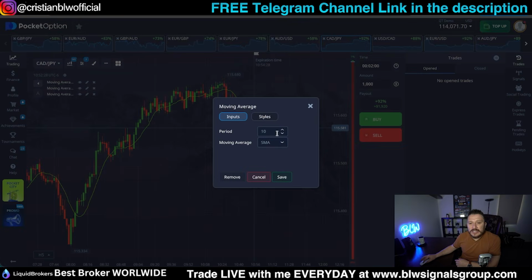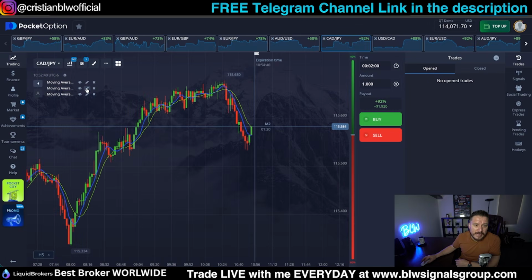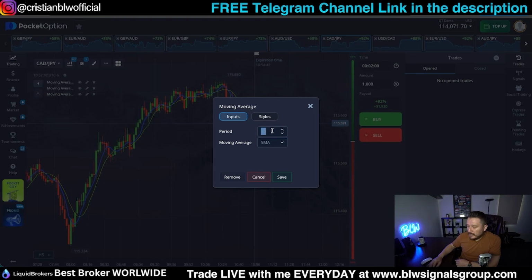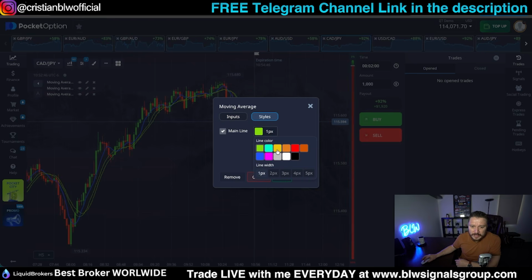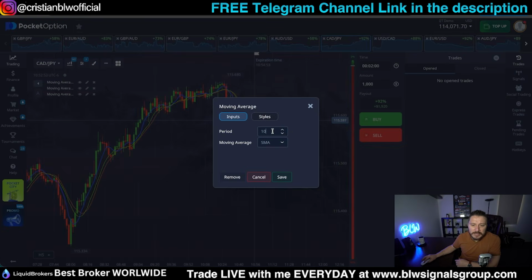The first one is going to be at a 6 period. I don't remember the colors by heart right now, but I'm going to go with the blue one. I'm going to give it a 2 thickness. Then we're going to select the second one, and that's going to be a 12 period. I'm going to select this as orange. And then the last one, which is the third one right here, I'm going to select the period of 26.